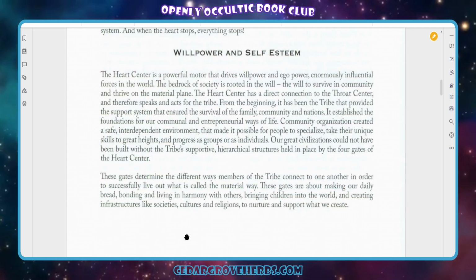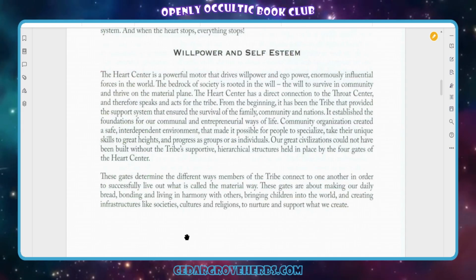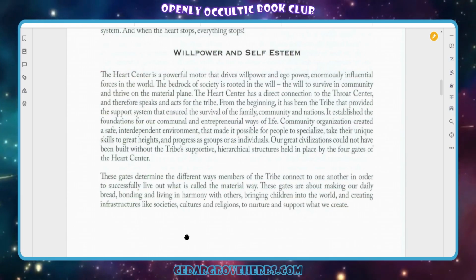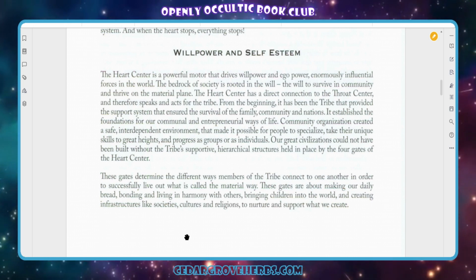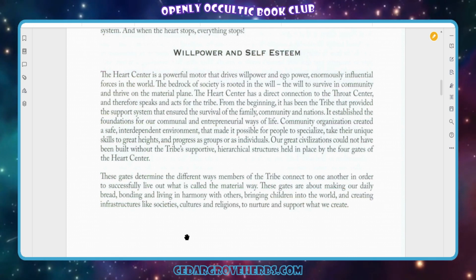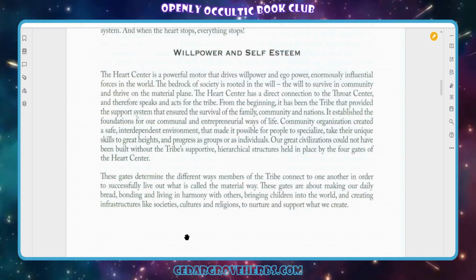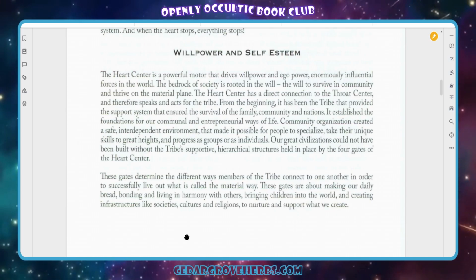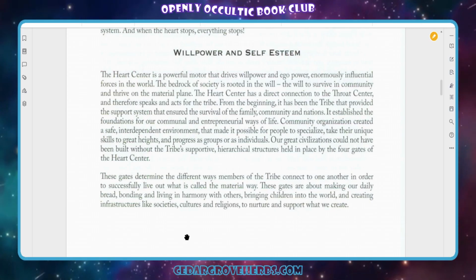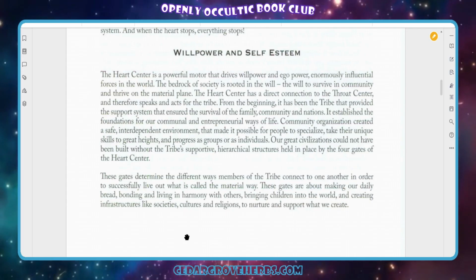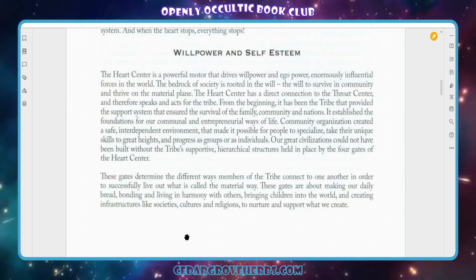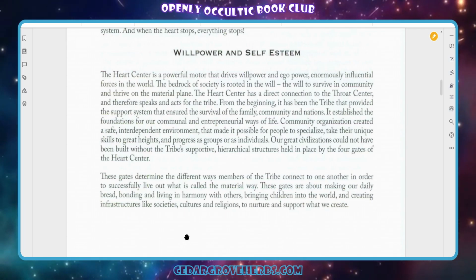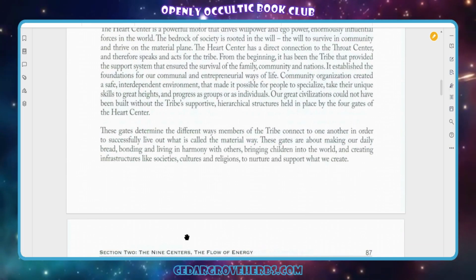Our great civilization could not have been built without the tribe's supportive, hierarchical structures held in place by the four gates of the heart center. These gates determine the different ways that members of the tribe connect to one another in order to successfully live out what is called the material way. These gates are about making our daily bread, bonding and living in harmony with others, bringing children into the world, and creating infrastructures like societies, cultures, and religions to nurture and support what we create.